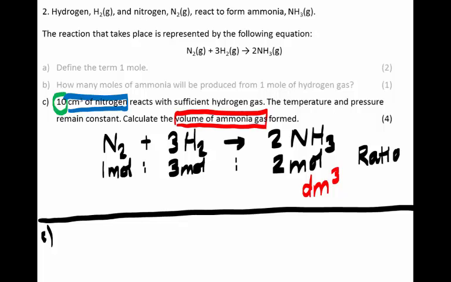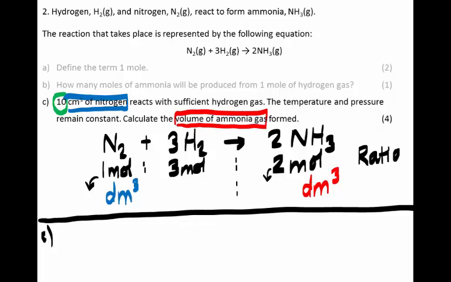So we're asked the volume of ammonia. What are we given? 10 centimeter cubed of nitrogen react. So that's what's given. It's again a volume. So let's say decimeter cubed nitrogen is to decimeter cubed ammonia. I haven't finished yet. How many decimeter cubed nitrogen is to how many decimeter cubed ammonia? So we can ask ourselves, 1 mole of nitrogen, how many decimeter cubed is that? 2 mole of ammonia, how many decimeter cubed is that?